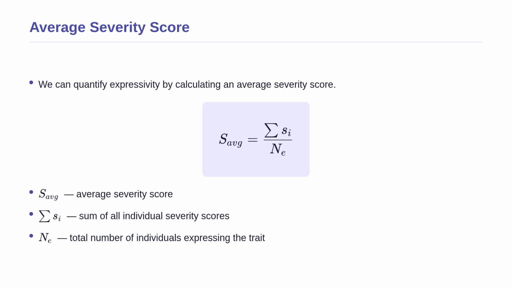The denominator, NE, represents the total number of individuals who actually express the trait, just like in our penetrance formula. By dividing the total sum of severity scores by the number of affected people, we get a standard mathematical mean. If the individual scores increase, the average expressivity will also increase, indicating a generally more severe manifestation.